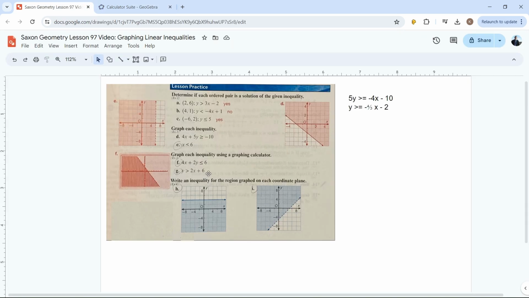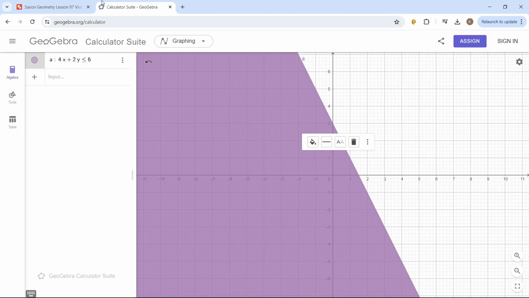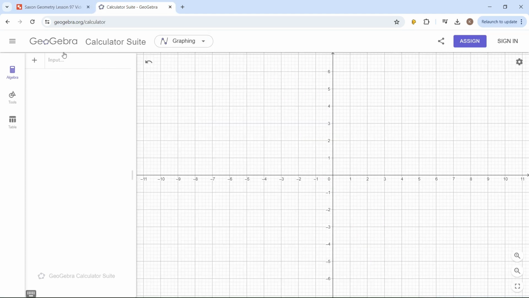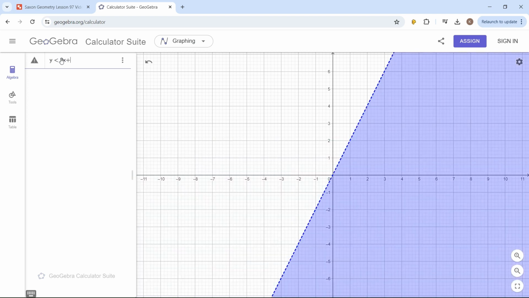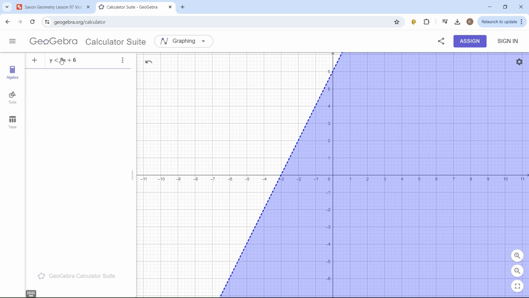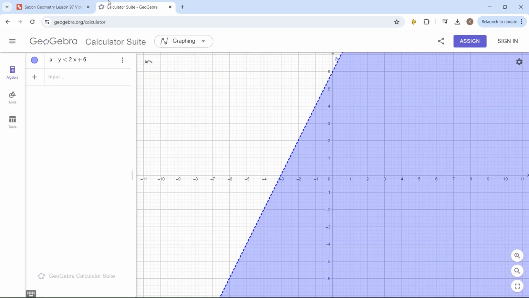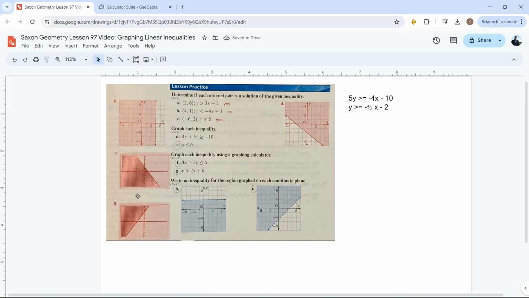Letter G. Y is greater than 2x plus 6. Okay, notice the dotted line. I'm going to hit enter. There we go. And let's make sure that this appears the same way on a graphing calculator. There it is.